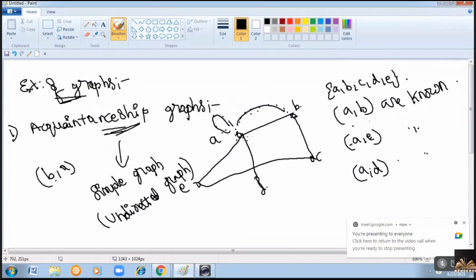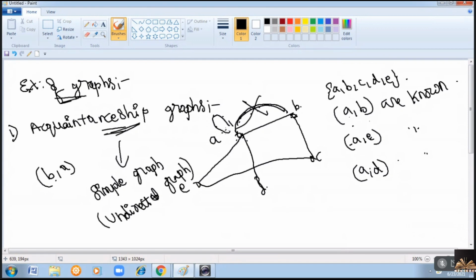If you have an edge from A to B, it means that A and B are known to each other. Now here you have one more edge from B to A. When A and B are known to each other, B and A are also known to each other. So there is no need of this multiple edge, right?